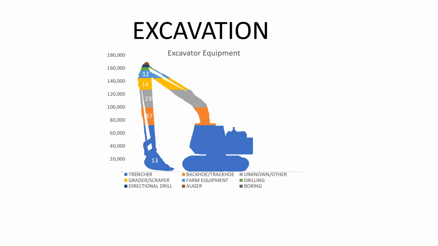Finally, our unknown and other type. After further review, these are primarily bulldozers, sometimes thought of as earth moving, but as the data reports here, there is greater spill potential on a per accident basis than our backhoes and trackhoes.